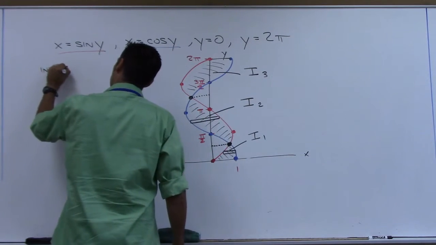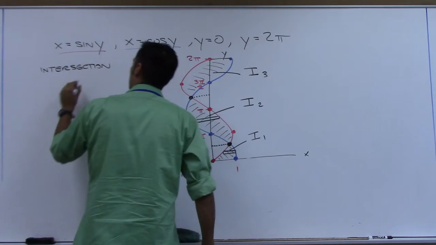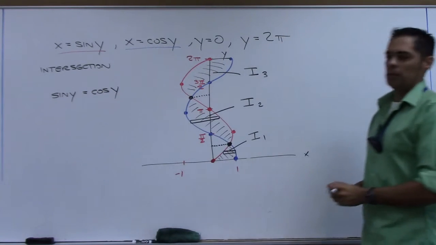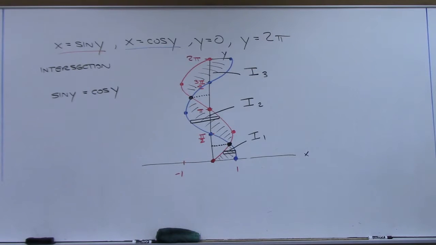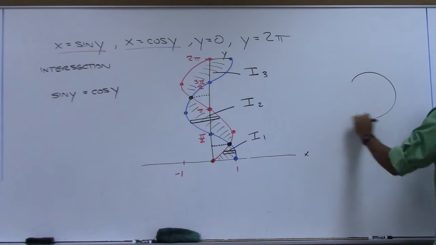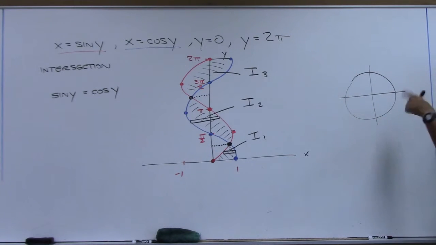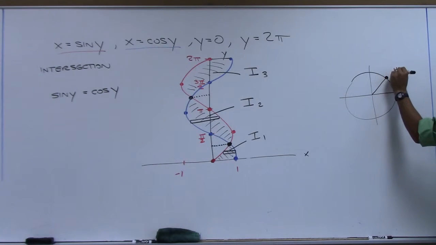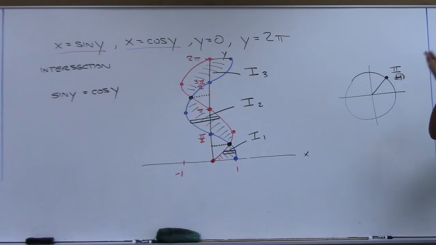Set them equal. We're going to set sine y equal to cosine y. When does sine of y equal cosine y? Pi over 4? 3 pi over 4? Yeah, you can just go back to your unit circle. Sine and cosine are the x and y coordinates, aren't they, on the unit circle? So you're just looking at where the x and y coordinates are the same. It happens here at pi over 4, right? The x and y coordinates are root 2 over 2, root 2 over 2.